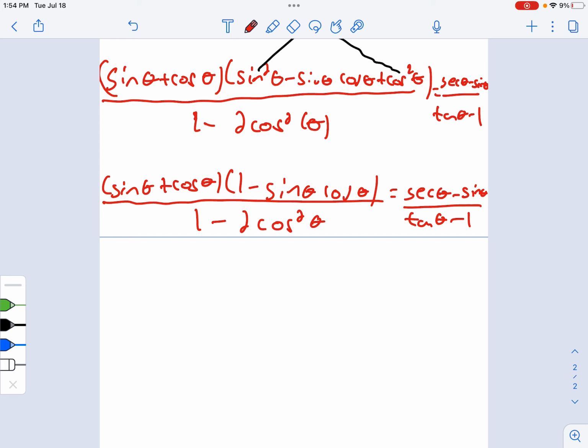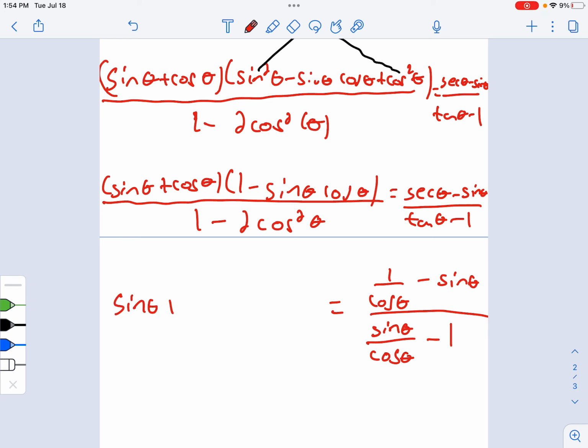And I'm going to now work with the right-hand side. 1 over cosine theta minus sine theta. So I'm going to use the identities for secant and tangent as reciprocals of sine and cosine. And I'm doing this because the left-hand side is in terms of sines and cosines, so I want to have one or two trig functions that they all have in common. Okay. And I'm just going to write this down.